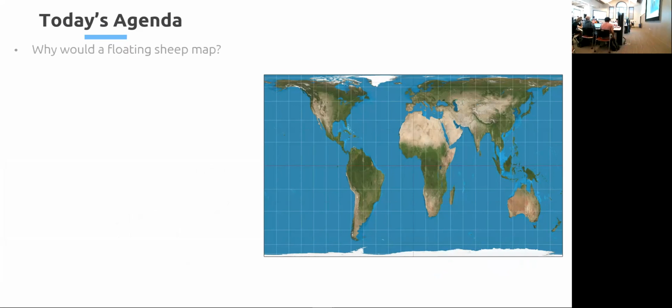So on the agenda today, we are first going to start off with a little group activity and discussion of the article that you all read for this week about why would a floating sheep map. I mentioned last class that we were going to be discussing this, and because I had posted the modules for this week late, that's why we're doing it today instead of doing it on Tuesday.